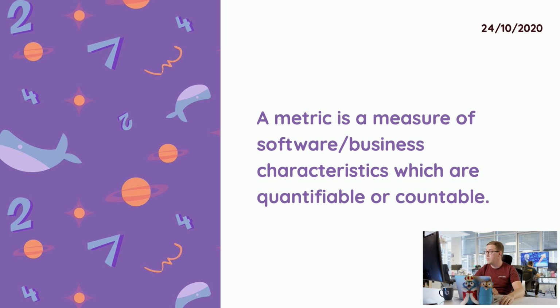So a metric is a measure of software or business characteristics which are quantifiable or countable. And it's important to emphasize the word quantifiable, since a useful metric needs to be concrete. For example, if you're in one of your reviews and your product owner says, wow, that new microservice responds super fast, then that's obviously nice to hear, but not measurable. But if you would say instead, oh, okay, the service responds on average within 20 milliseconds, then that's something that you can measure and count.